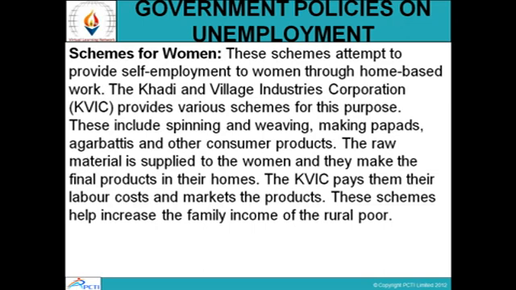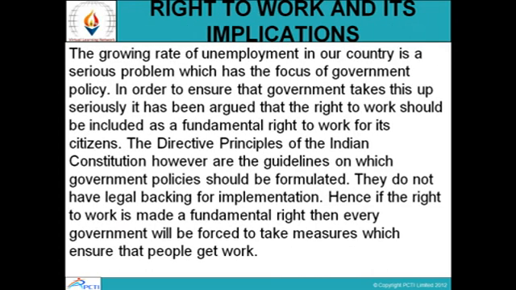Schemes for women. These schemes attempt to provide self-employment to women through home-based work. The Khadi and Village Industries Corporation provides various schemes for this purpose. These include spinning and weaving, making papads, agarbattis and other consumer products. The raw material is supplied to the women and they make the final products in their homes. The KVIC pays them their labor cost and markets the products. These schemes have helped increase the family income of the rural poor.